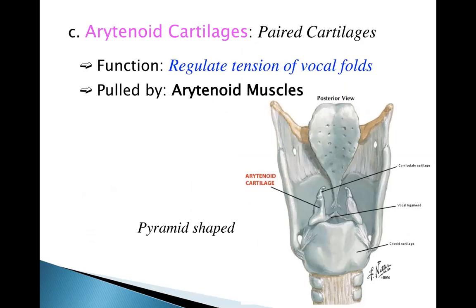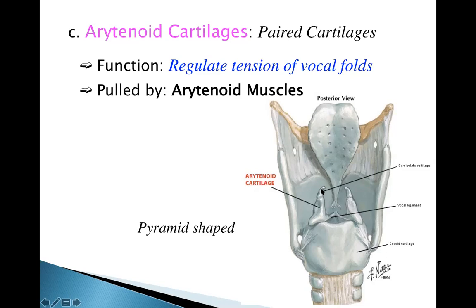They're pulled by arytenoid muscles. One of the most important is the cricoarytenoid muscle, but we also have thyroarytenoid muscles that are going to help to affect the tension and positioning of the vocal folds. And in the back here, these are really nice views of the stripped down pieces of cartilage. They're pyramid in shape. They're pointed at the top, so these would be the apices, where we're going to see the next set of paired cartilages actually going to sit atop them.